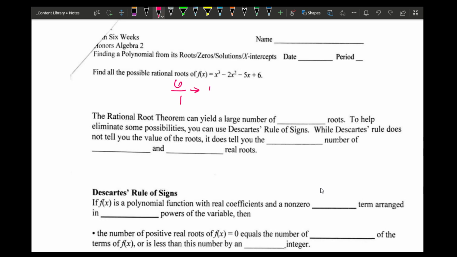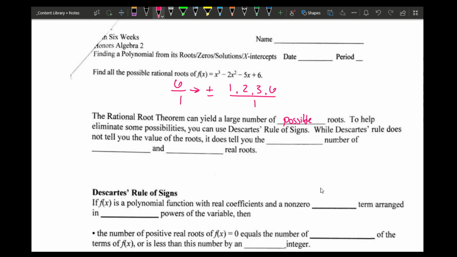Okay? The factors of 6 are 1, 2, 3, and 6. The factors of 1 are 1. So I have 8 possible answers: 1, 2, 3, and 6, negative 1, negative 2, negative 3, negative 6. My preference is to not check 8 different answers, but it is what it is. So this can yield a large number of possible roots. It is not giving you the answers, it's giving you possible answers.